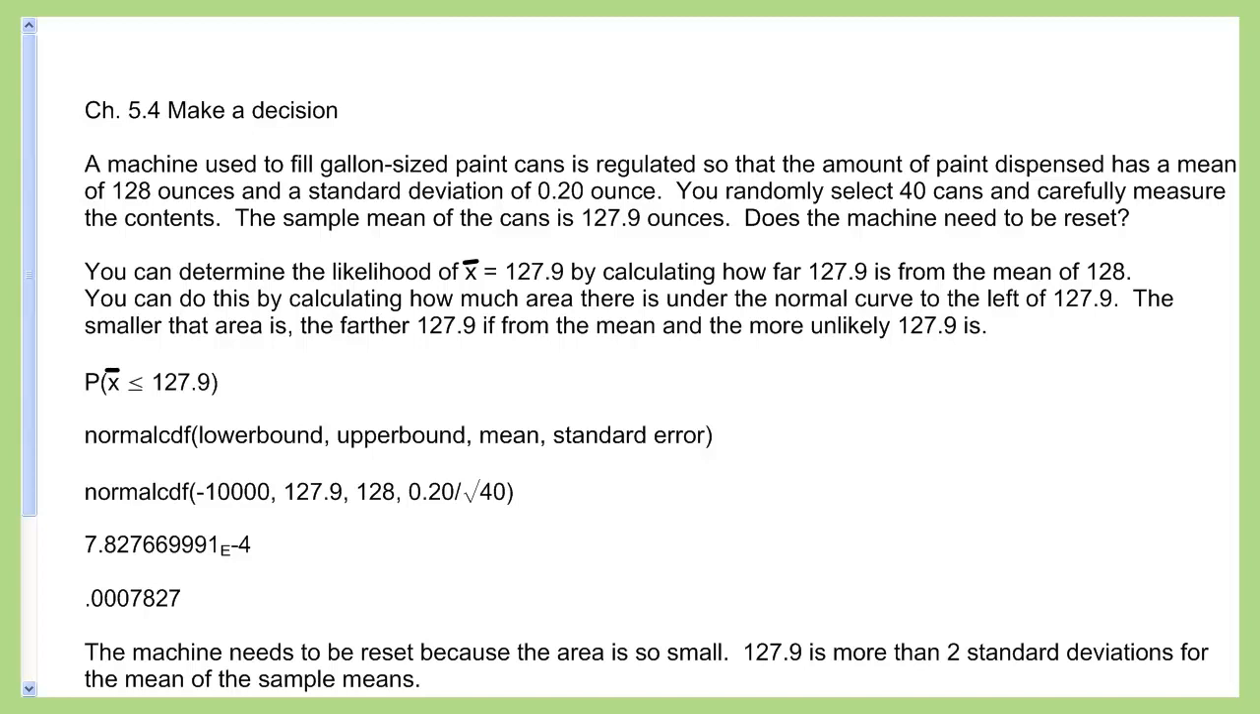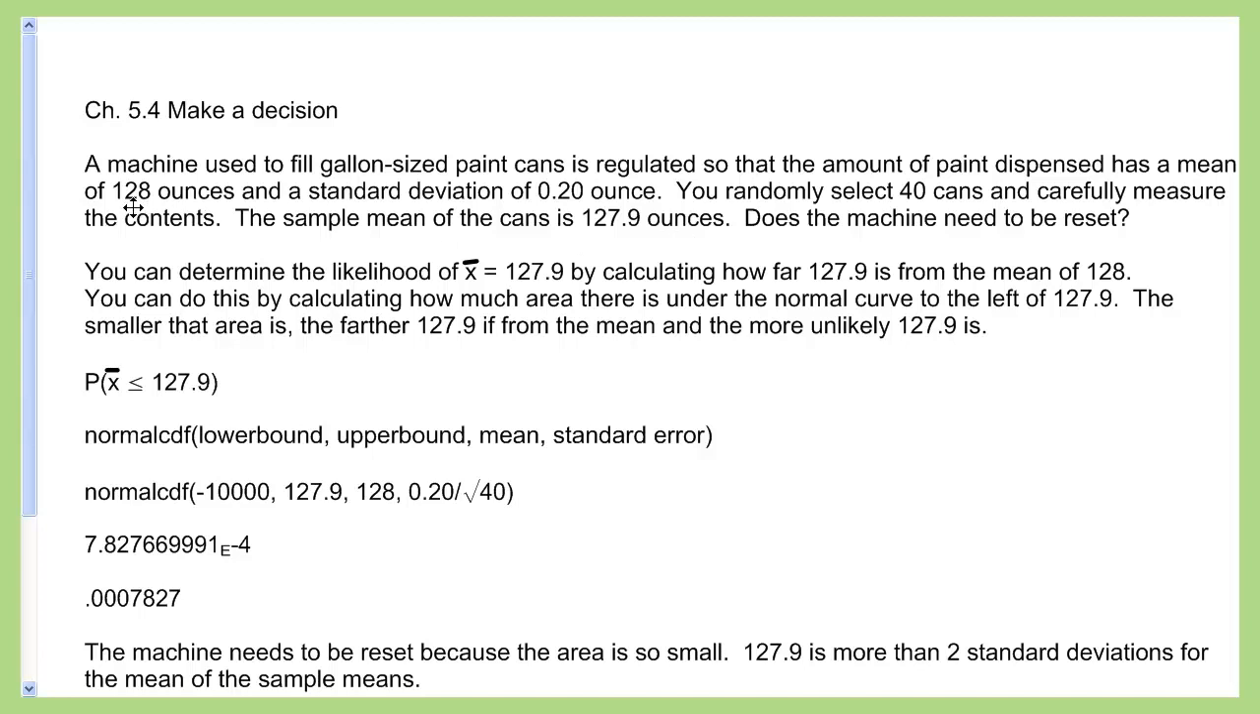This is chapter 5.4 and it's about making a decision. It says the machine used to fill gallon-sized paint cans is regulated so that the amount of paint dispersed has a mean of 128 ounces and a standard deviation of 0.20 ounce. You randomly select 40 cans and carefully measure the contents. The sample mean of the cans is 127.9 ounces. Does the machine need to be reset?